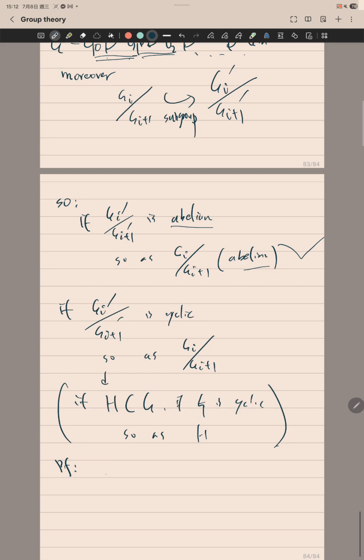Suppose G is cyclic, say finite for simplicity. Actually, that's fine, just suppose G is cyclic. So G is generated by some element g, meaning the identity, g, g squared, and also its inverses. Every element in G can be written as g to the m for some m.